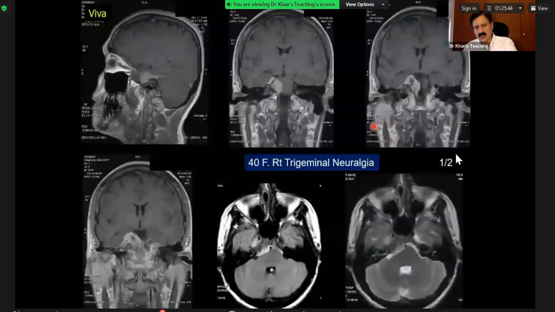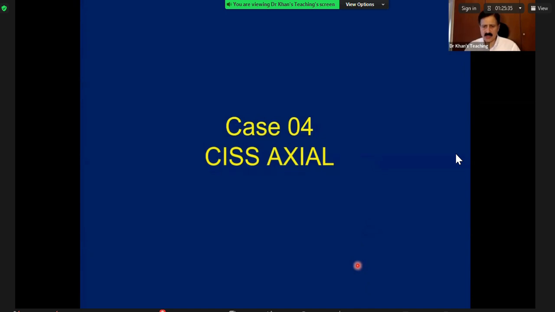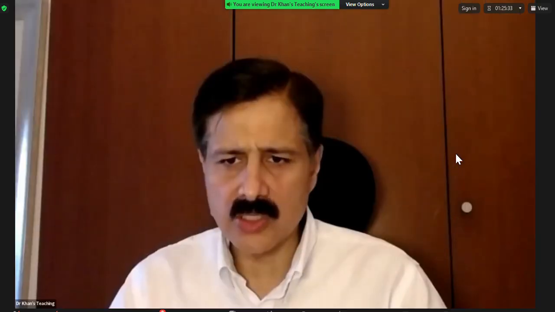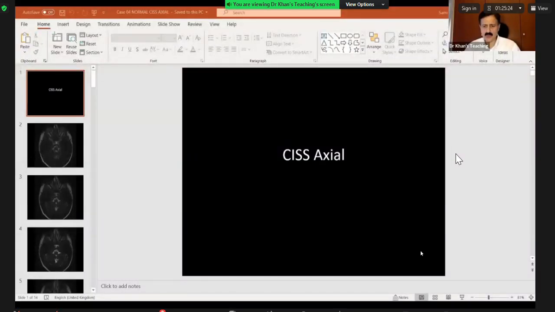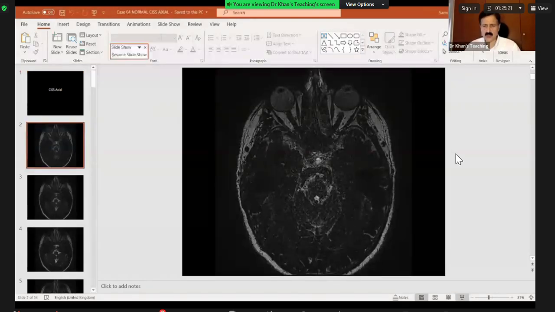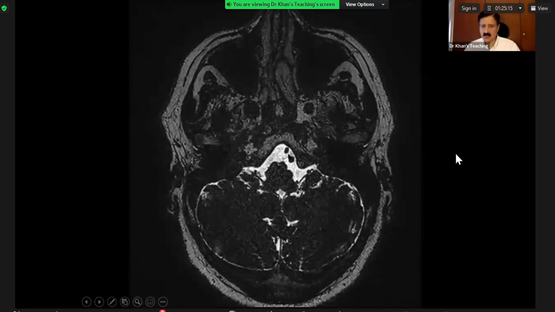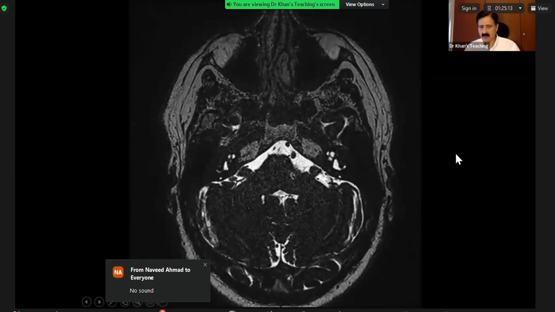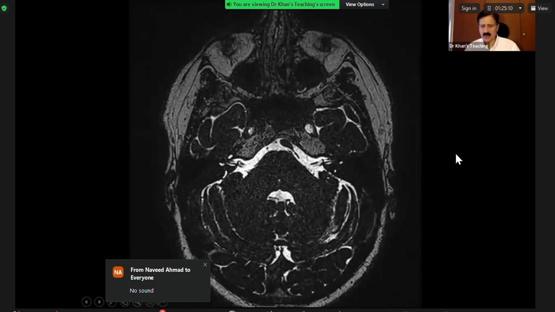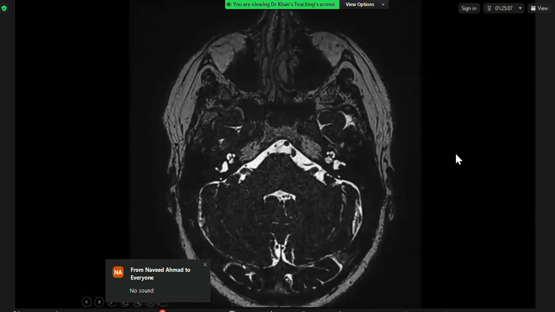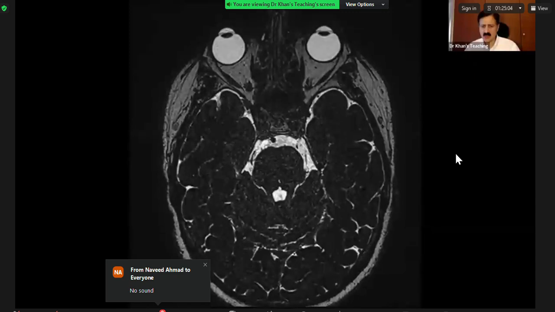Now, if you see here, just one second. I think what I will do is, I will show you this axial slice. I did show you this one previously also, but it's a good idea to revise it. Candidate 4, can you see this sequence on your screen? Candidate 4, are you with me? Yes, sir. Can you see this CISS sequence on your screen?